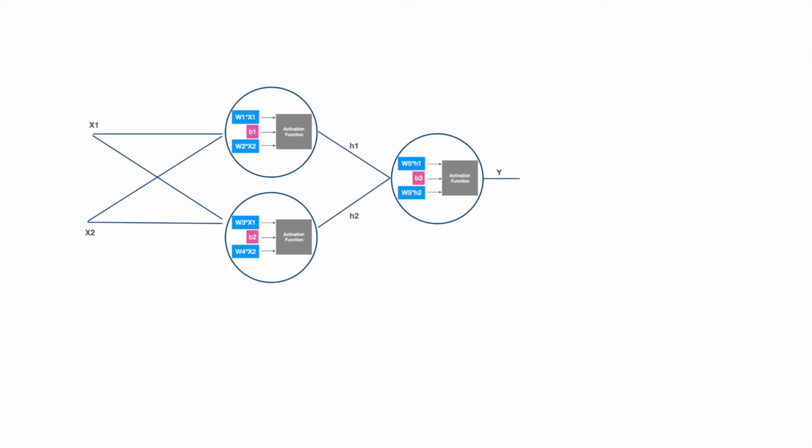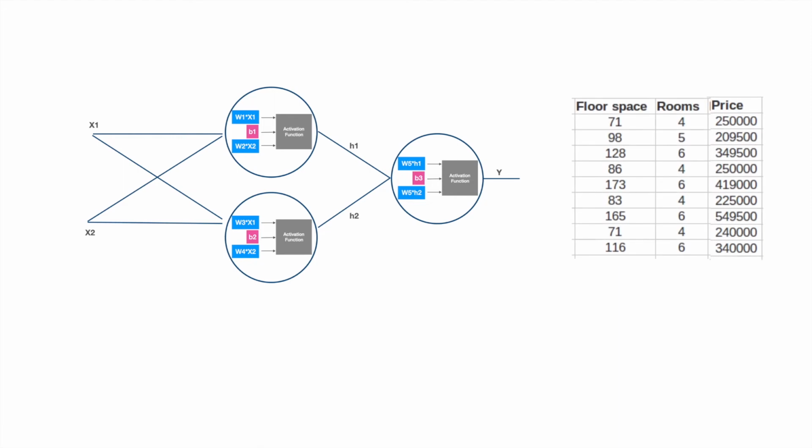We have our neural architecture here. We want to use it to solve some problems. Let's take a look at a dataset. This is a dataset for predicting the house price based on floor space and number of rooms. So, floor space and number of rooms will become the inputs to the architecture, x1, x2.